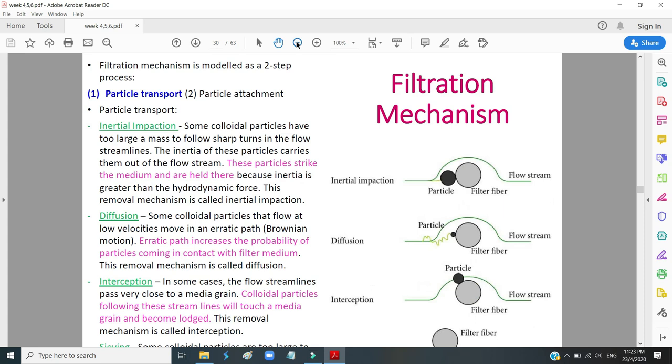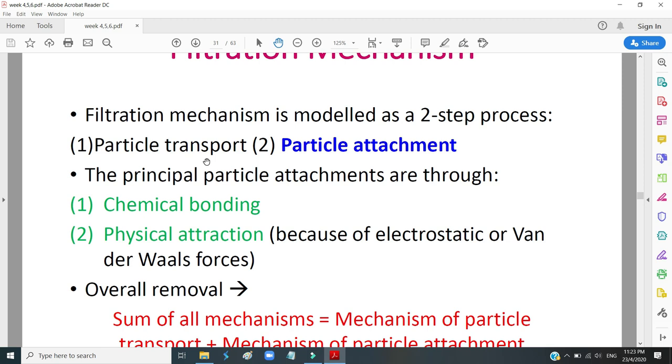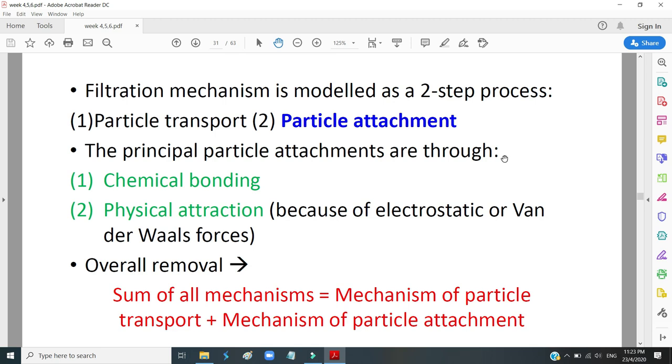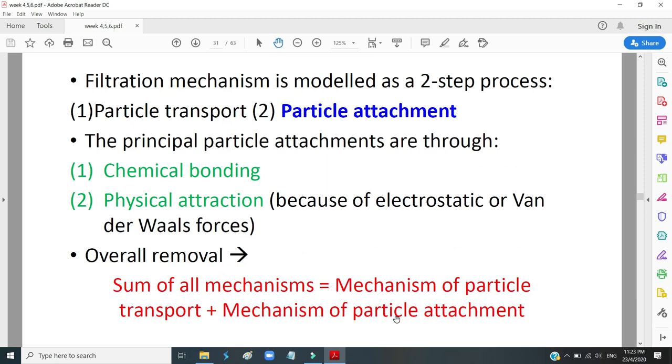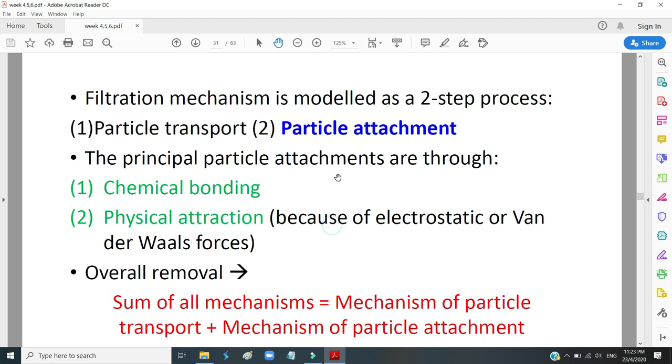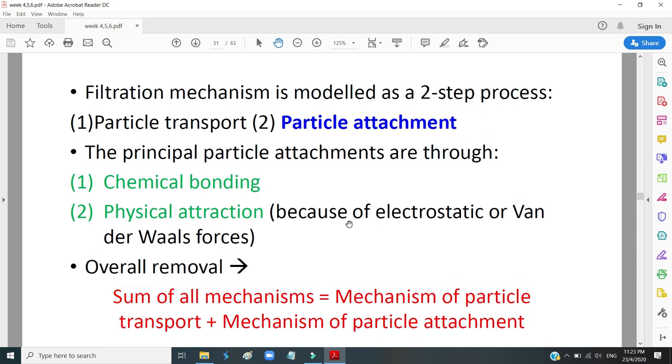So there are four. The filtration mechanism is modeled as a two-step process. First step is particle transport. Second is particle attachment. The principal particle attachment happens through two methods, chemical bonding and physical attraction, because of electrostatic or van der Waals forces. So overall removal, the sum of all mechanisms, equals the mechanism of particle transport plus the mechanism of particle attachment. We need to move the particle, and at the same time let the particle be attached. That is the overall mechanism, functioning through chemical bonding and physical attraction, both ways.